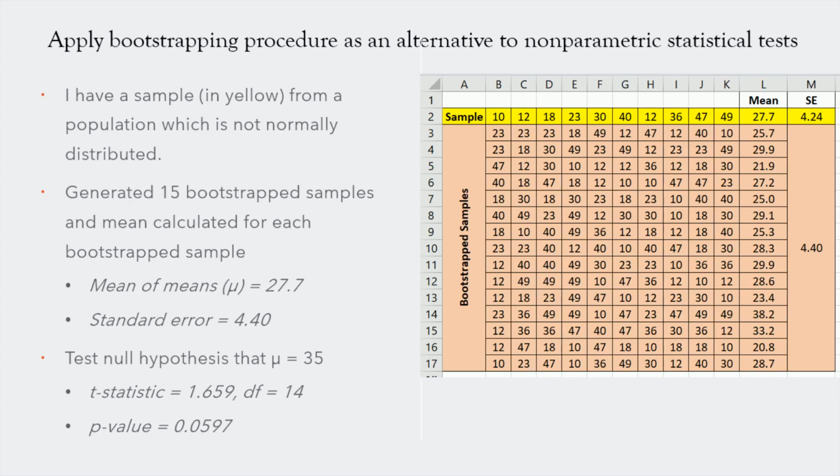Using the mean of 27.7 and standard error of 4.40, I can test the null hypothesis that the mean is 35 using a one sample t-test, which was covered in topic 4, since by the central limit theorem, the distribution of bootstrap means will be approximately normally distributed. A one sample t-test with 14 degrees of freedom, since there are 15 bootstrap samples with 15 bootstrap means, gives me a p-value of 0.0597, which is larger than the usual alpha of 0.05. Hence, we fail to reject the null hypothesis and accept the null hypothesis. Therefore, the mean equals 35.